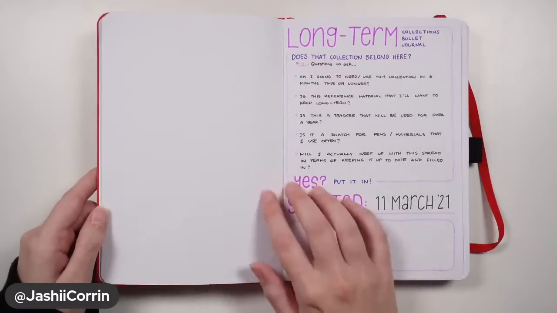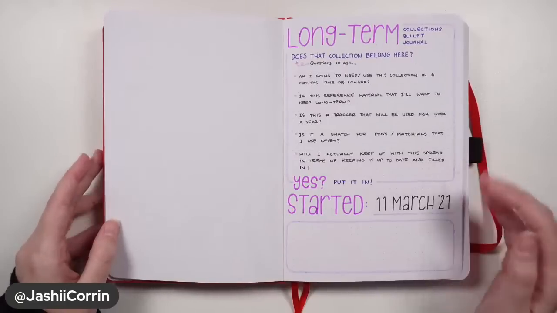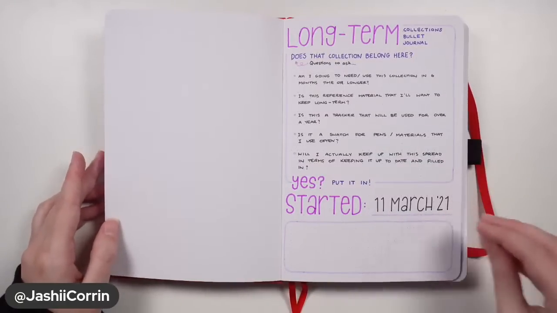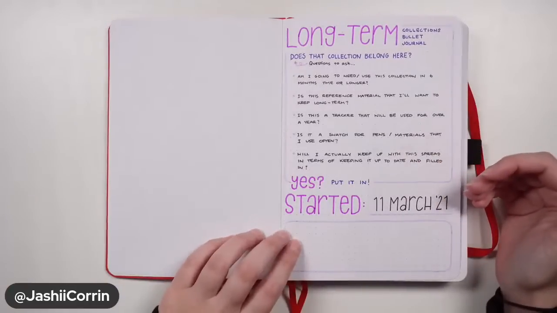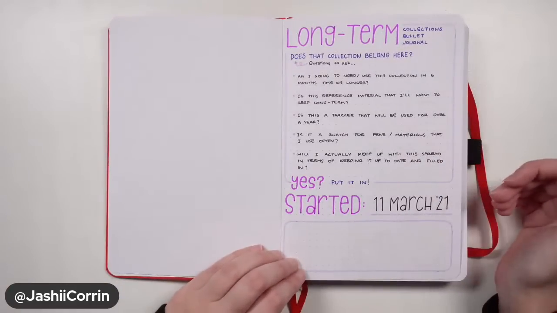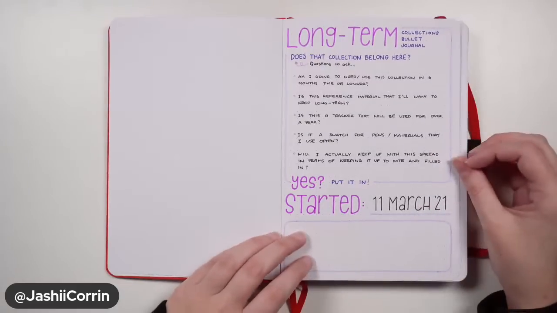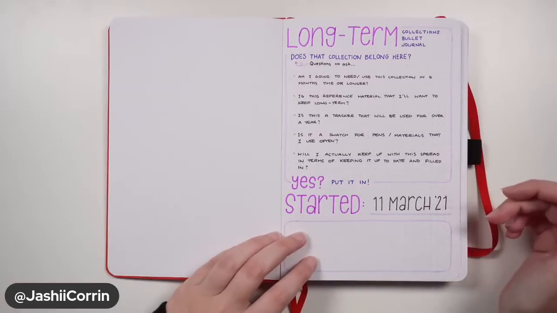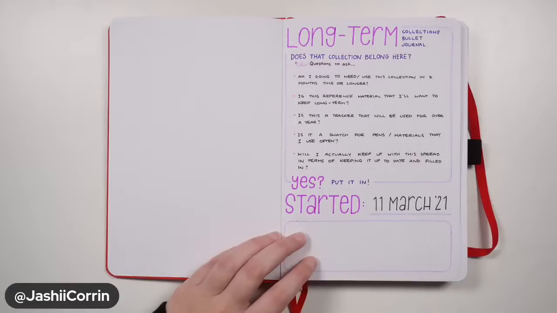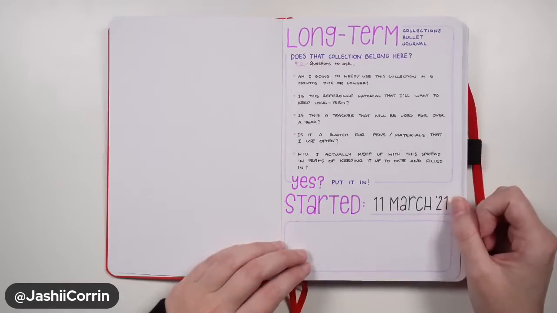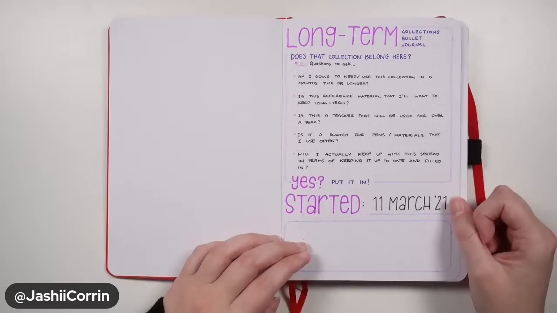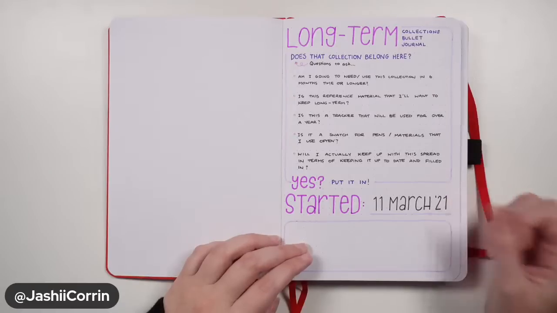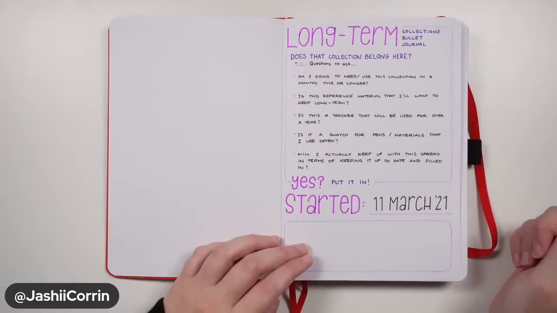So on the first page of my long-term collections journal, though, I wanted a space to effectively say, what is this journal actually for? So that I had some kind of prompts to go back to whenever I want to put something new in here. I found that with previous iterations, I'd put things in here that didn't necessarily warrant being in here, things that at the time I thought I was going to need for a good long while.